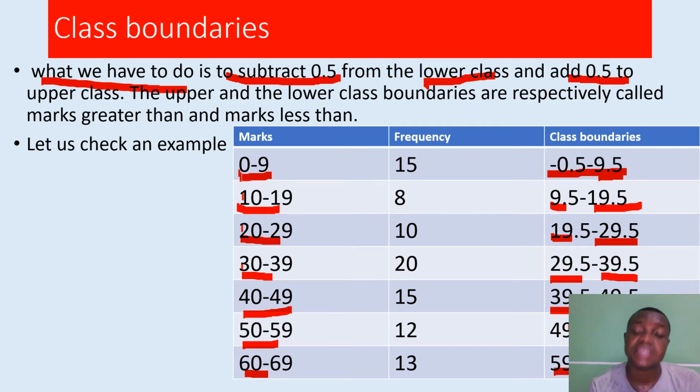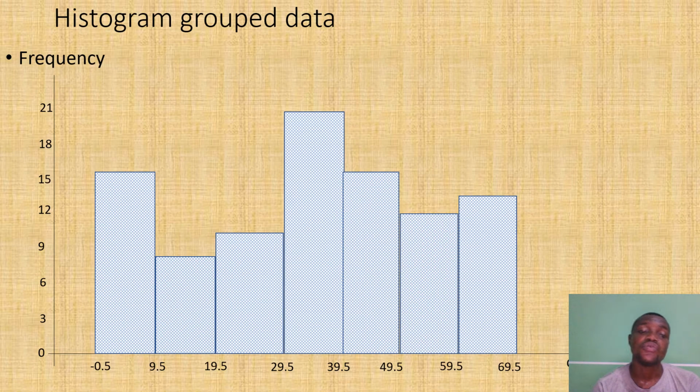Then let's start and learn how to draw our histogram. To draw a histogram, you need your vertical and horizontal axis, as you know. Then you mark the horizontal axis with the class boundaries. You mark your class boundaries.